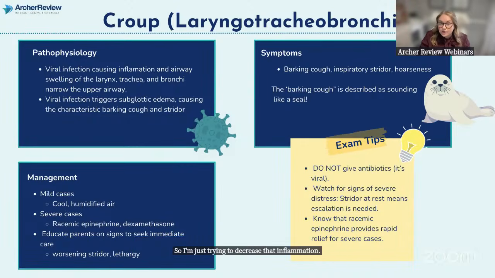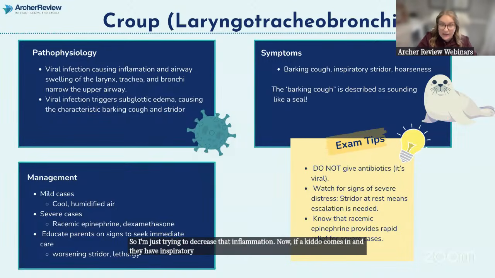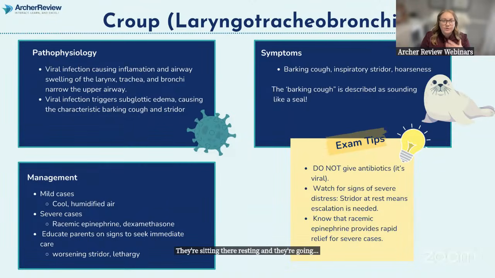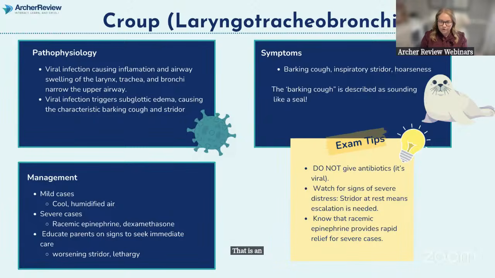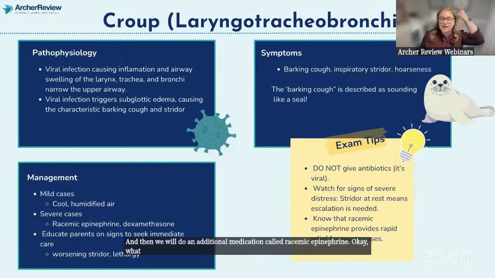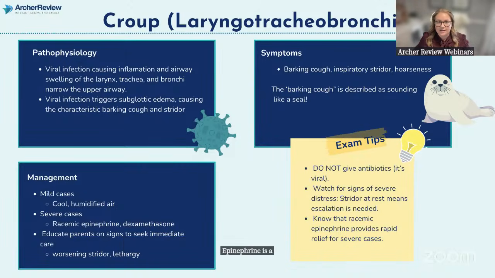Now, if a kiddo comes in and they have inspiratory stridor at rest, they're sitting there resting and they're going, they literally can't breathe. They're turning blue. Their oxygen's going down. They have lethargy. They're out of it. That is an emergency. We need to go to the ED, and then we will do an additional medication called racemic epinephrine. Okay, what does epi do? You guys tell me down in your chats. Epinephrine is a what? What type of medication is this?